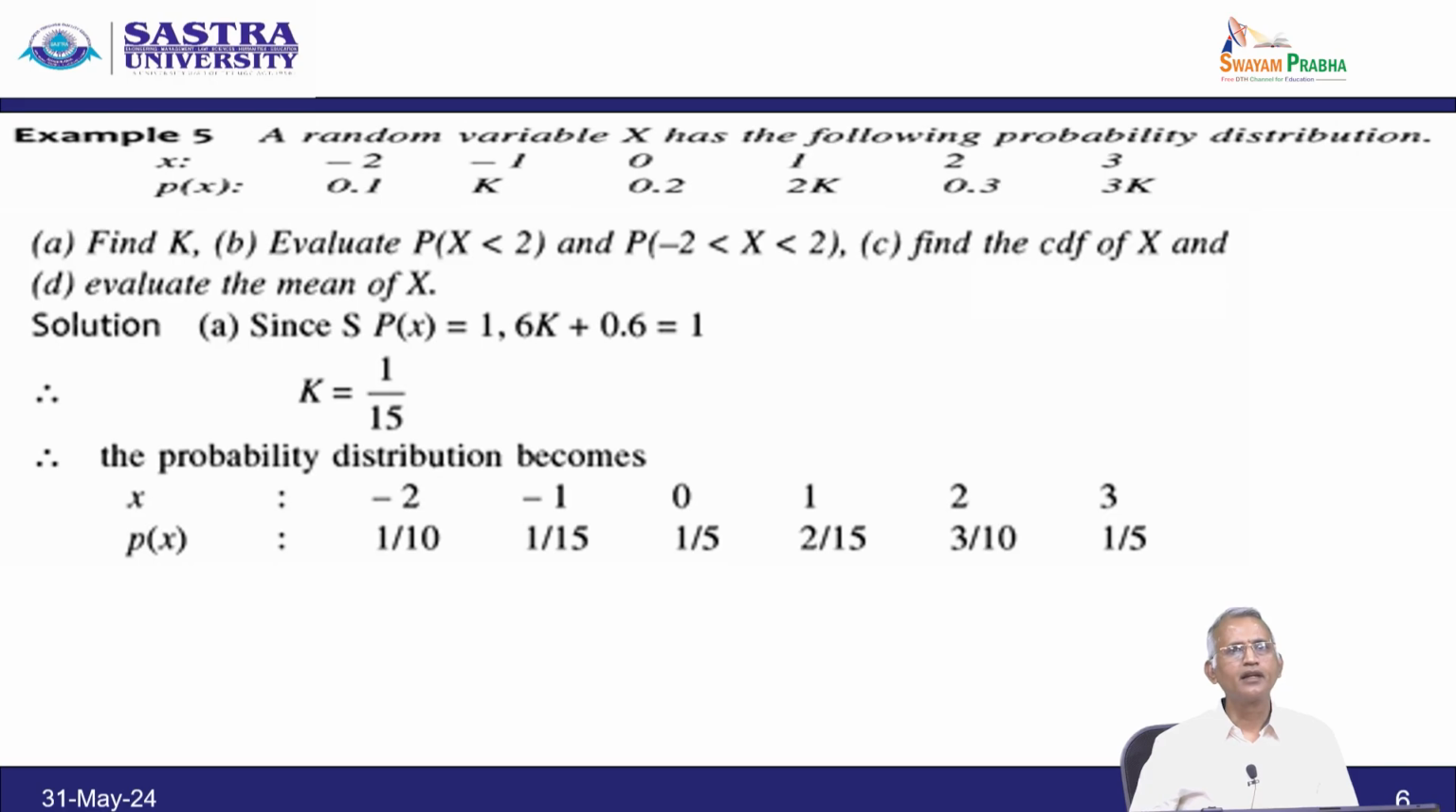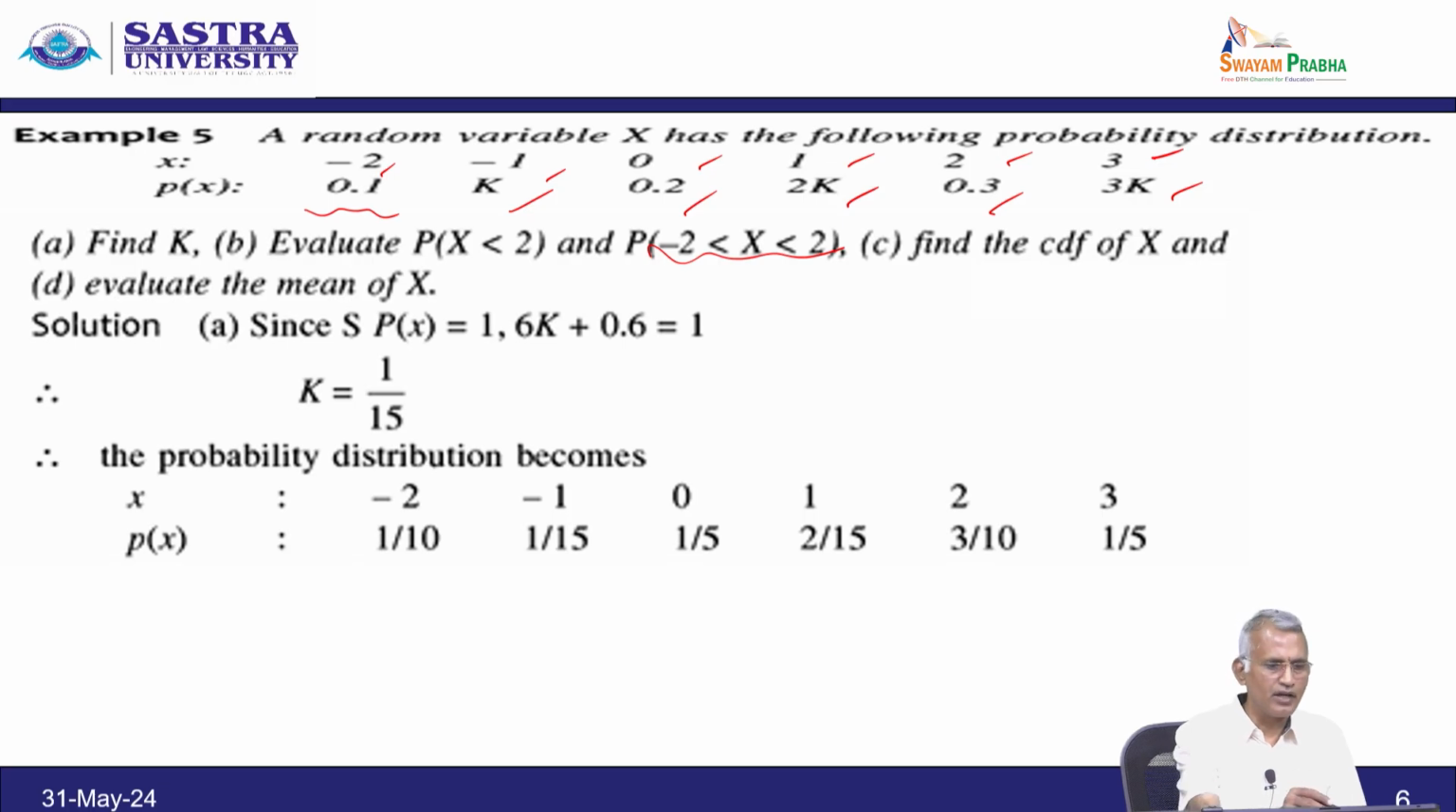Next, a random variable X has the following probability. X takes the values -2, -1, 0, 1, 2, 3, with corresponding P(x) being 0.1, k, 0.2, 2k, 0.3 and 3k. Now find k and evaluate P(X less than 2) and P(-2 less than X less than 2). Find the cumulative distribution function of X and evaluate the mean of X. Now, we have a solution.